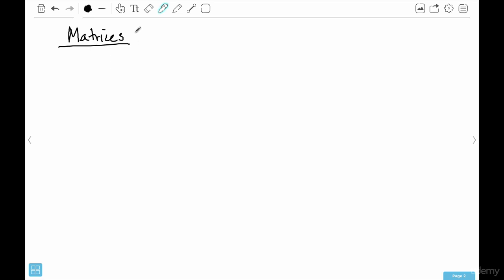Well, you can think of a matrix as being like a 2D grid of values arranged in rows and columns. I'm going to use cols for columns. And when we describe a matrix, we describe it to have a fixed number of rows and columns.